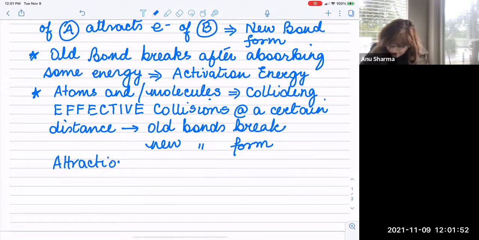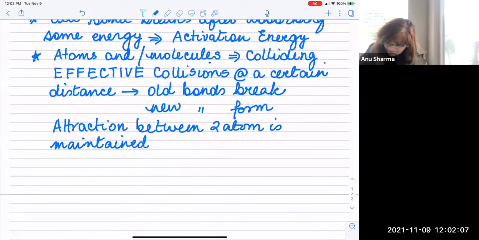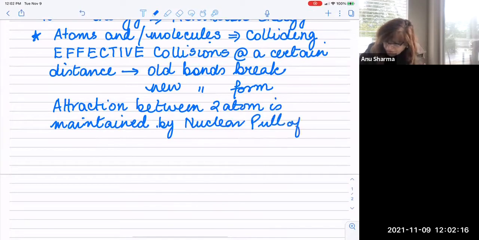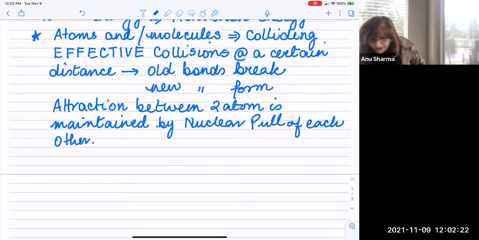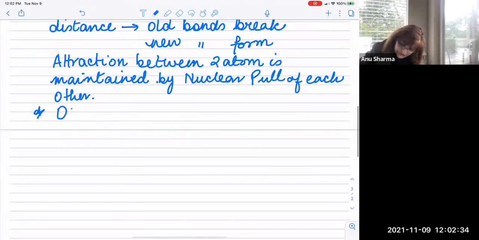The attraction between two atoms is maintained or stabilized. How is it stabilized? Because now the nucleus comes into play, by the nuclear pull of each other. Okay, so this is one thing. But in order for all this to happen, just colliding alone is not going to work, but orientation also matters.